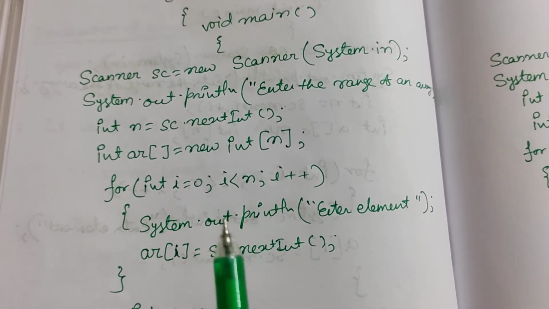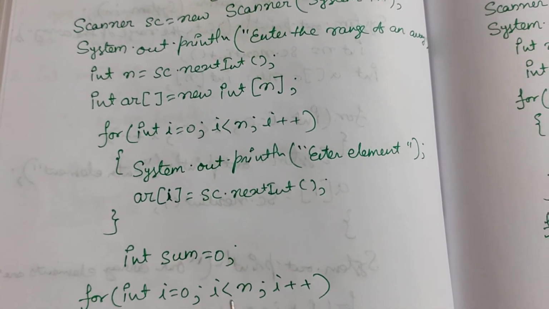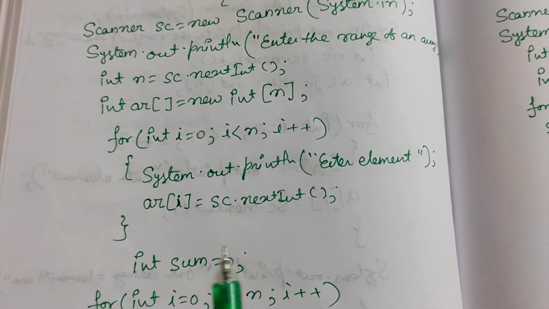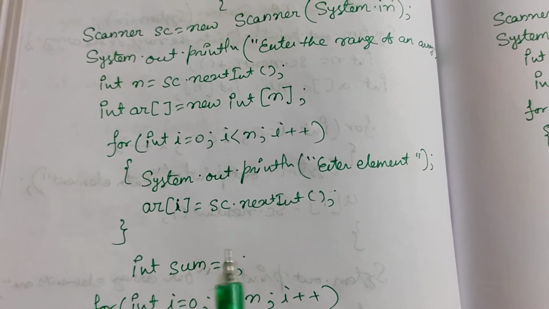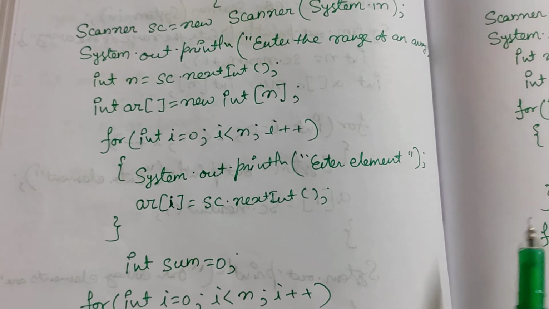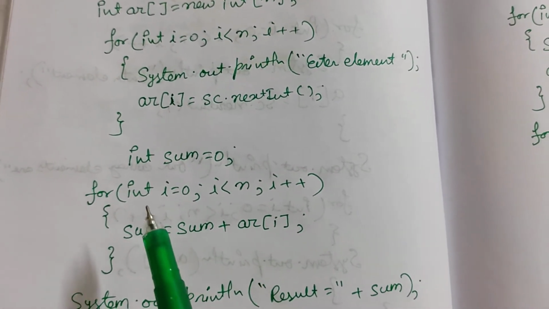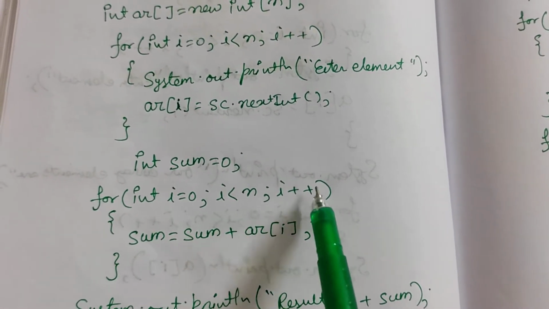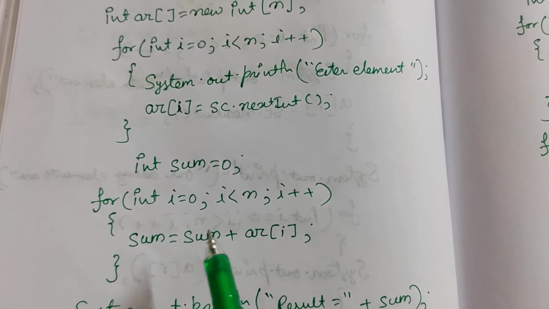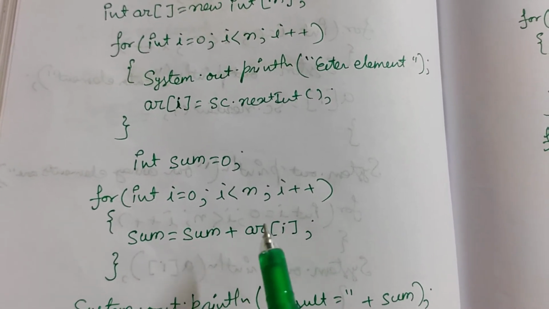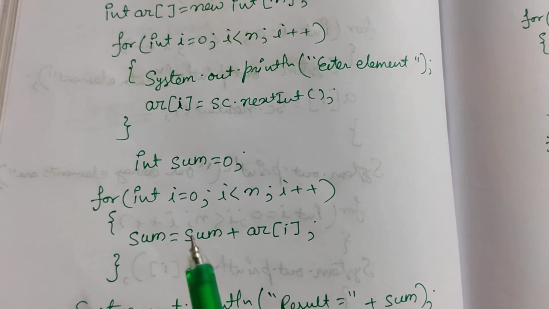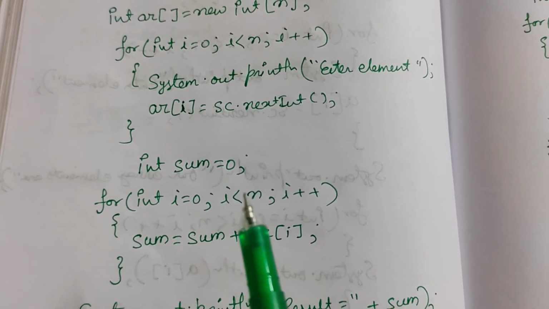Afterwards, because we have to add the elements, we have to take one variable, sum = 0, or s = 0, any variable equal to 0. Then again we will run our loop. int i = 0; i < n; i++, and then sum = sum + ar[i]. One by one the values will be stored in sum, just like the addition of the first n natural numbers.